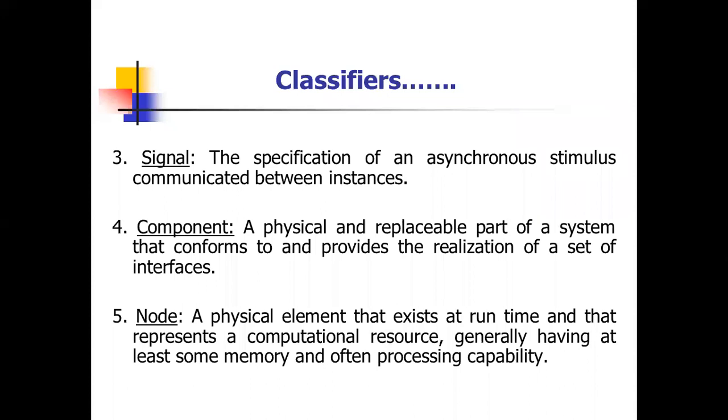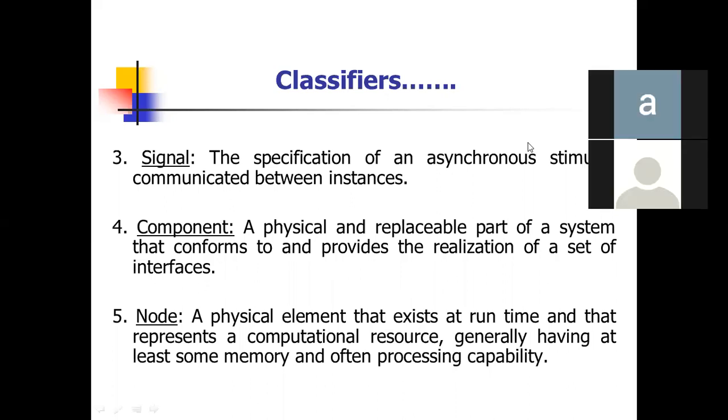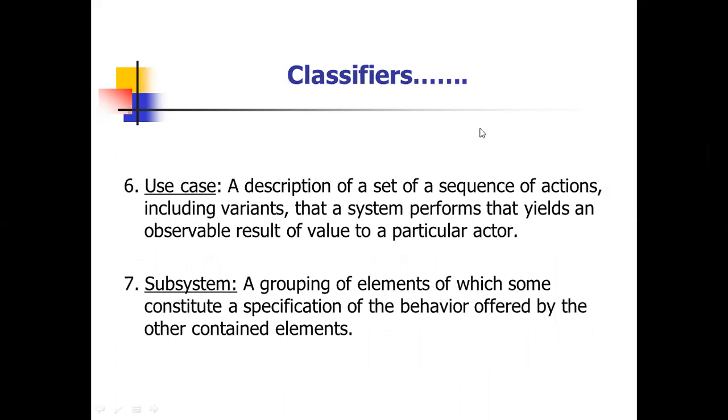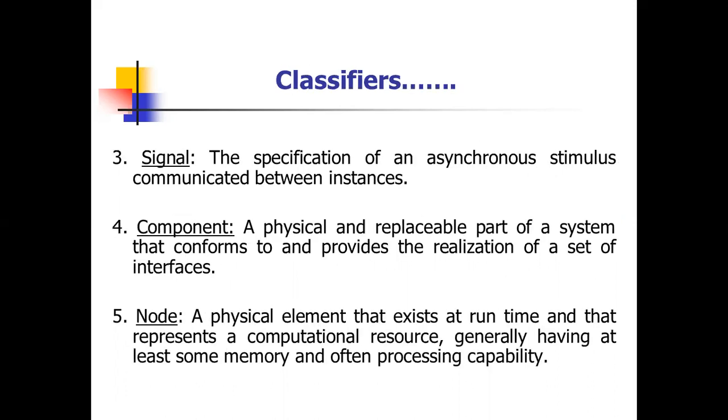Then fourth one is component. It is a physical and replaceable part of a system that conforms to and provides the realization of a set of interfaces. That is component. Then fifth one is node. It is a physical element that exists at runtime and that represents a computational resource, generally having at least some memory and often processing capability. A node is a physical element.